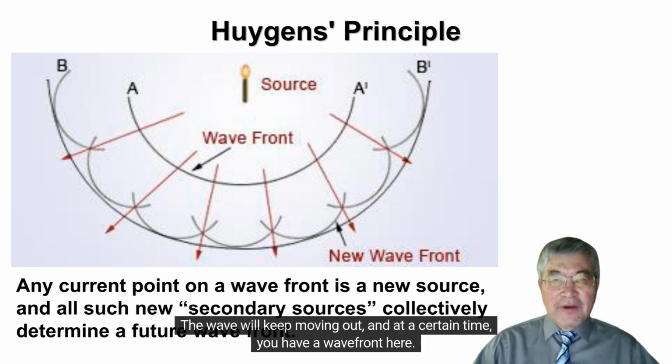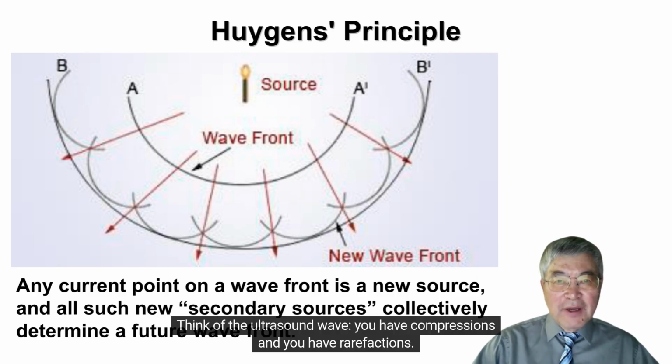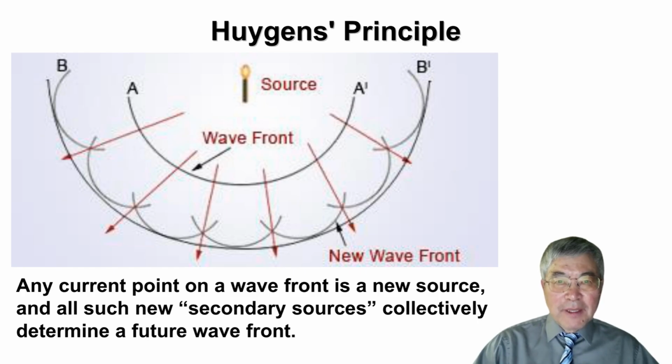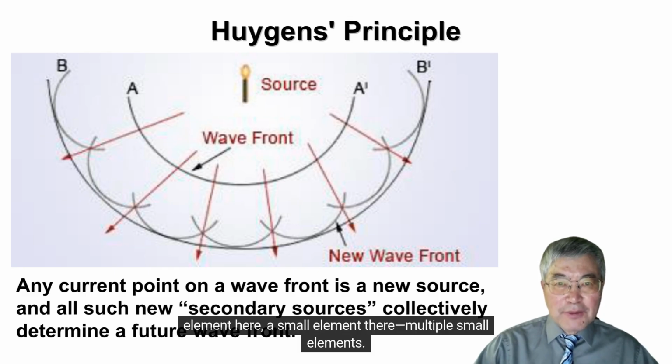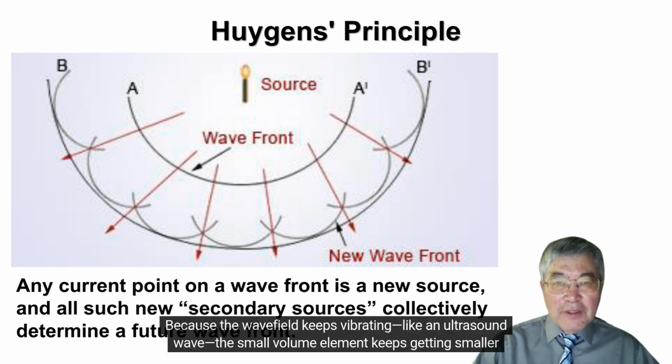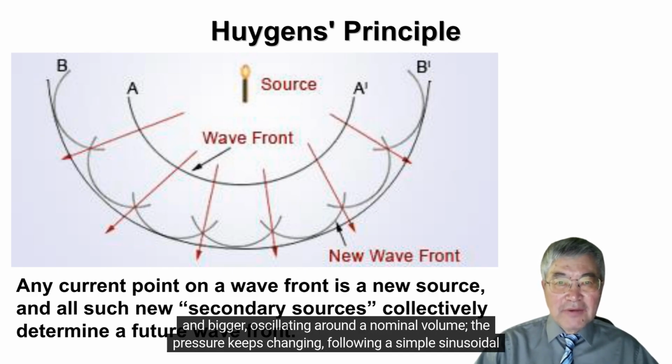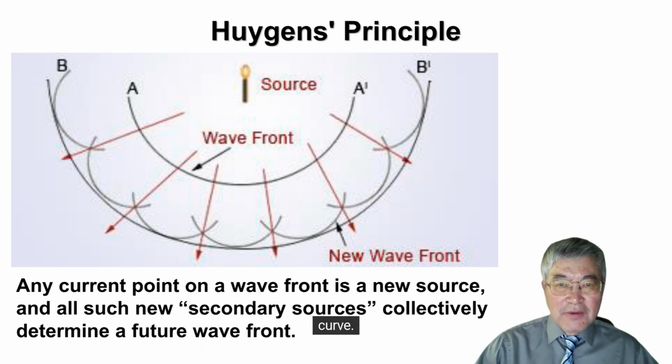The wave will keep moving out, and at a certain time, you have a wavefront here. Think of the ultrasound wave. You have compressions and you have rarefactions. That boundary is the wavefront. The principle suggests that if you decompose the current wavefront into small elements, you get a small element here, a small element there, multiple small elements. Because the wave field keeps vibrating, like an ultrasound wave, the small volume element keeps getting smaller and bigger, oscillating around a nominal volume. The pressure keeps changing, following a simple sinusoidal curve.